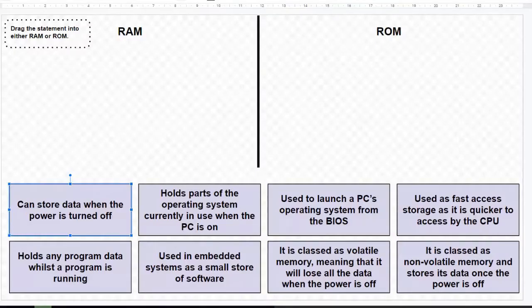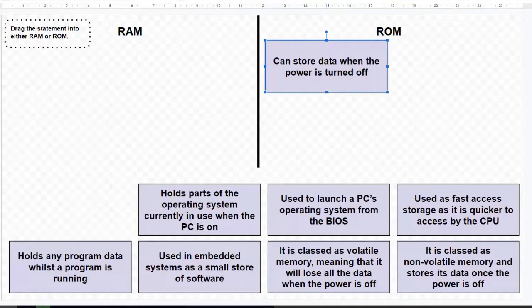Okay, so for this activity, you were given a series of statements and you needed to decide whether they were about RAM or ROM. Hopefully you've dragged and dropped them into the relevant area now. So, the first one, can store data when the power is turned off. In the previous activity we looked at how RAM was primary storage and most primary storage devices do not store data when the power is off. So, can store the data when the power's off goes to ROM.